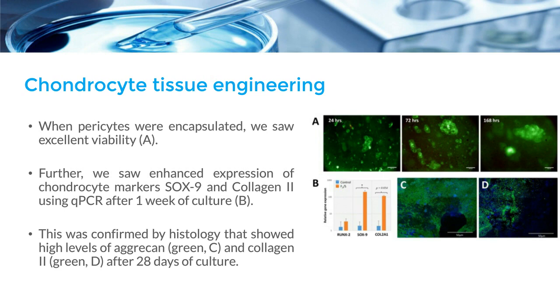And if we look at histology after 28 days, we can see in part C and D high levels of expression of aggrecan, as shown in C, and collagen 2, as shown in part D, both stained green with the nuclei stained blue within these hydrogels. So we can see we're getting both viability, survival of the pericytes, and differentiation of the pericytes in 3D, as we'd seen on 2D with the stiff hydrogel.